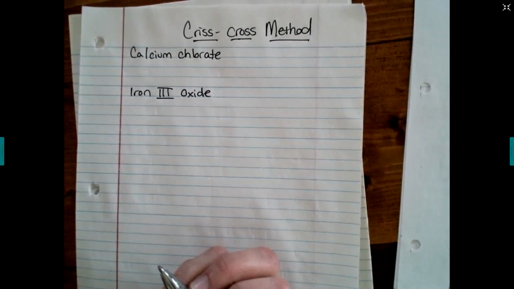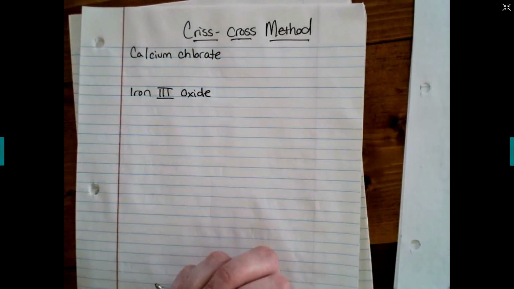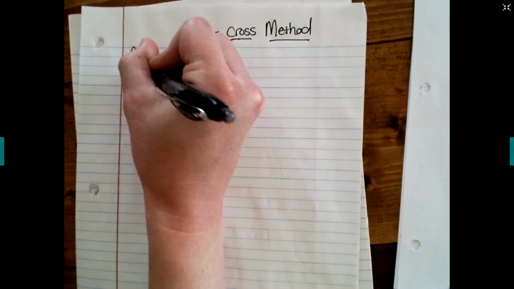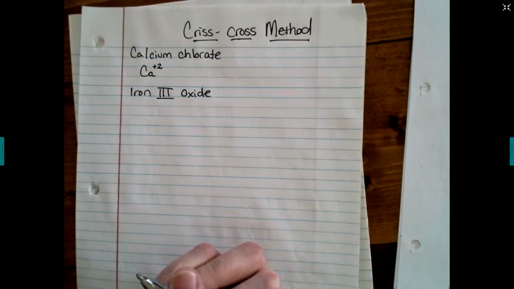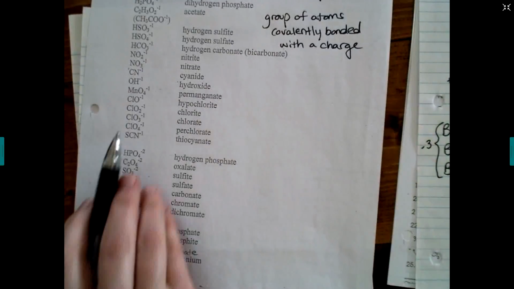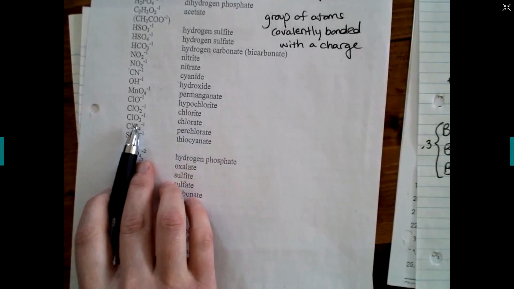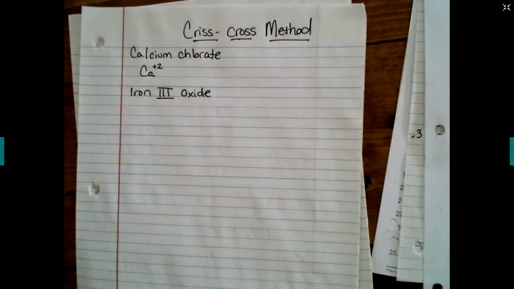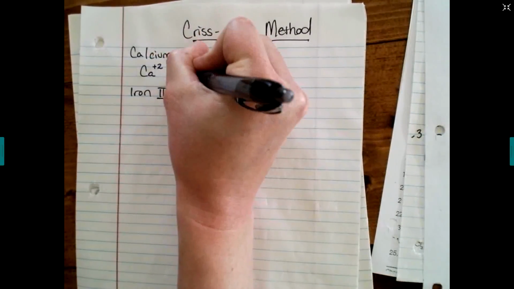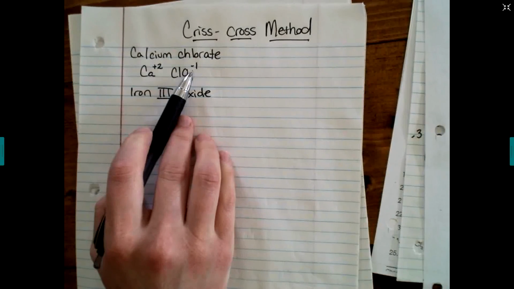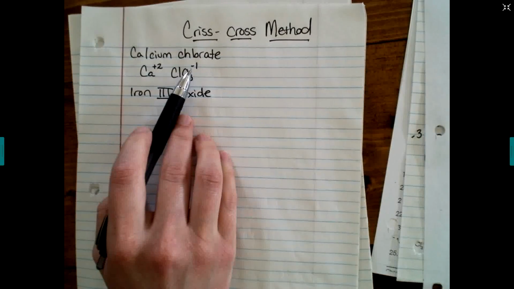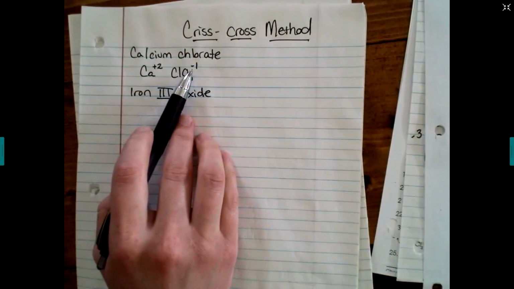Alright, so for the crisscross method, I'm going to give you two examples of how you do this. Calcium, I'm going to write the symbol and the charge for calcium. Remember, calcium's in group 2, so it's +2. Chlorate is on your polyatomic ion sheet. So if you look on here with me, chlorate is ClO3 -1. And like I said, since these charges are not the same, we have to do something about that. We want the charges to equal out. We want them to be electrically neutral.